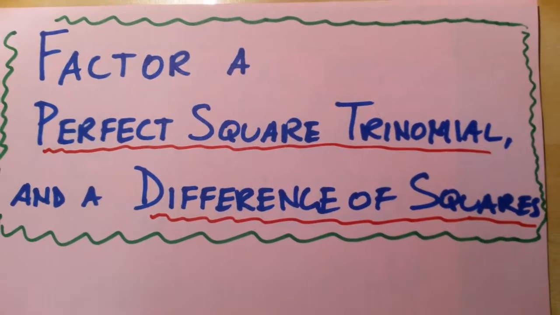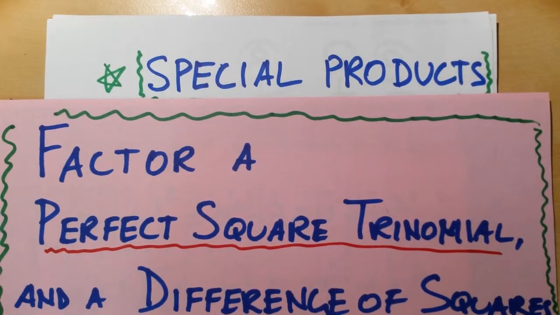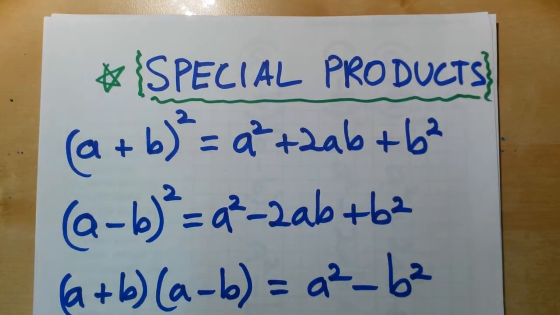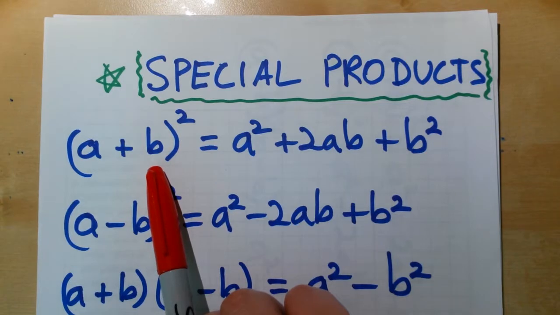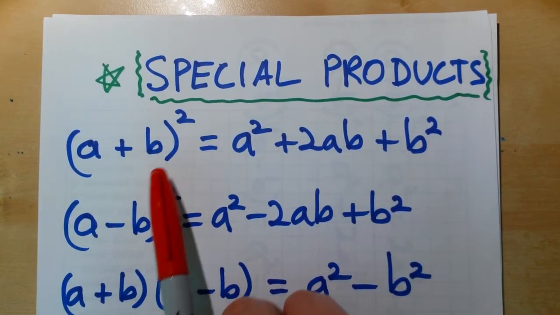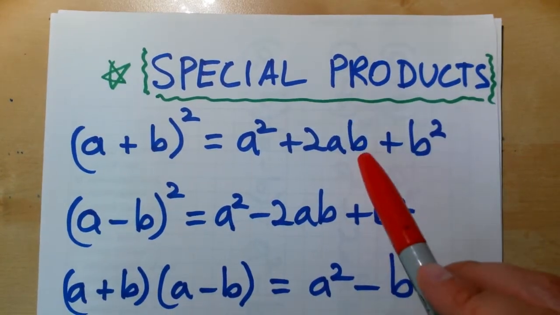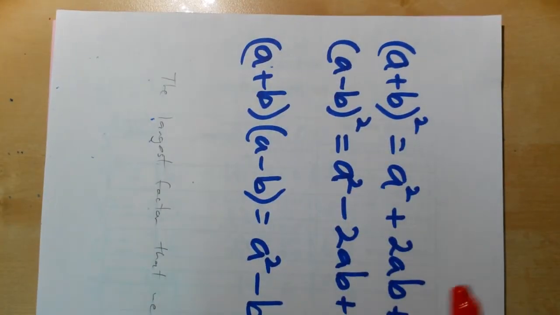For this lesson, you may recall that some lessons ago we had taken a look at special products. We're going to use that knowledge of special products to help us in factoring. When we had these types of expressions, we were learning how to expand them, and we would end up with these. Now we're going backwards since we're factoring, so we're going to learn how to recognize these patterns.